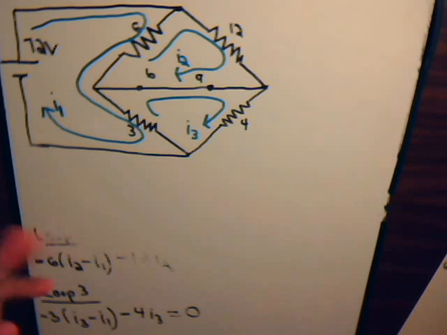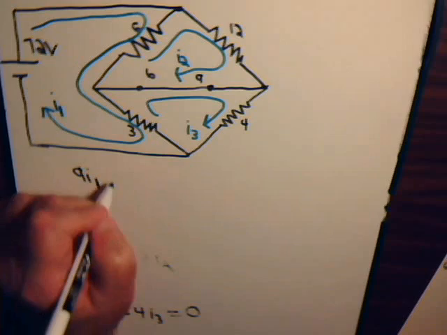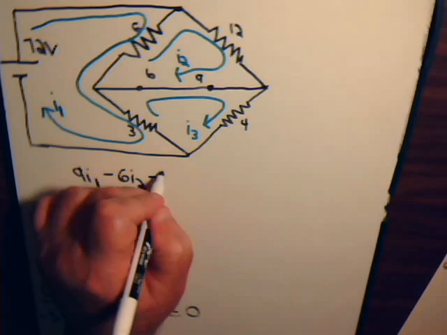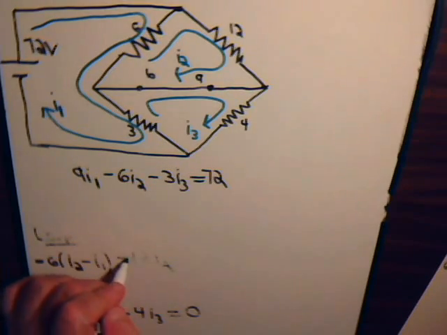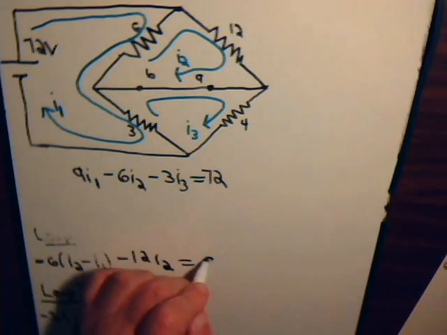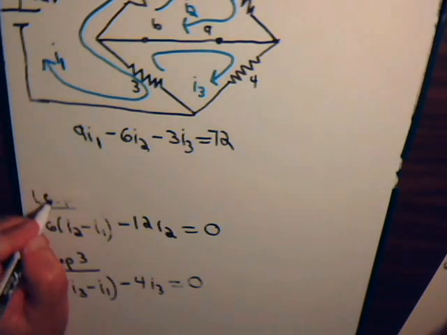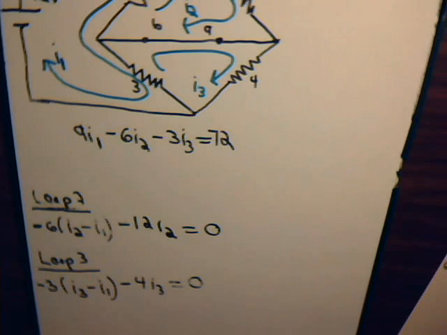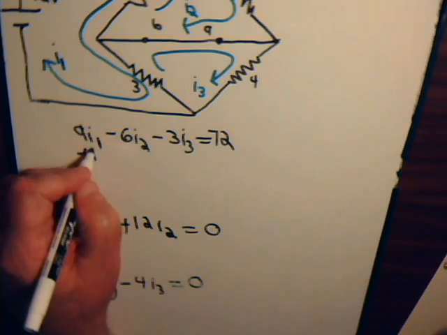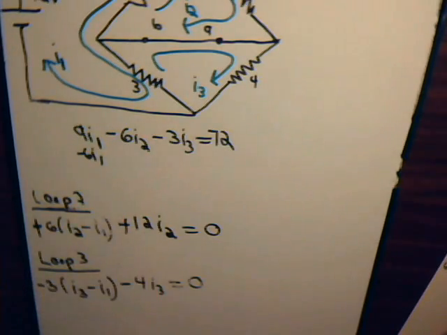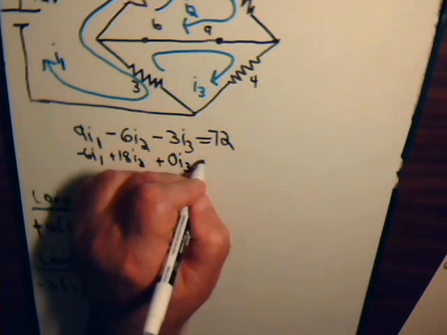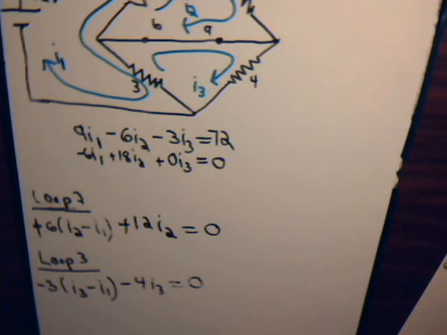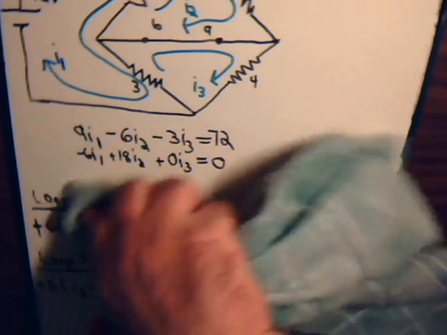So here we have 9 times I1 minus 6 times I2 minus 3 times I3 equals 72. Now, from loop number 2, we can multiply both sides of the equation by negative 1, make these plus. We'll have minus 6I1, 6I2 plus 12I2, that's 18I2. And we have nothing for I3 from there, and that equals 0. So we can carefully erase this so we don't mess up this equation.